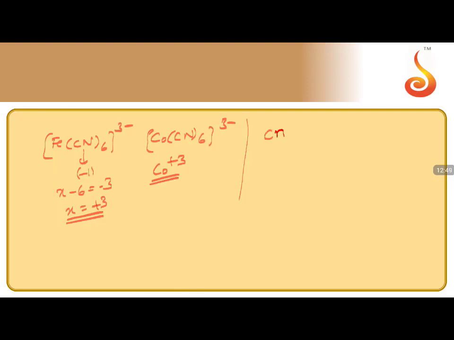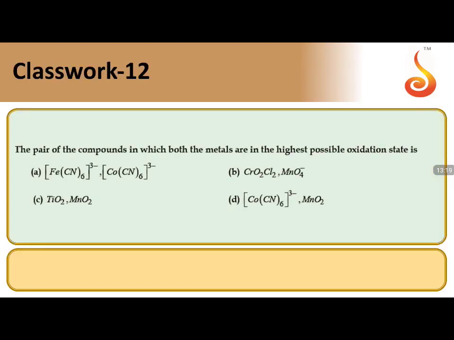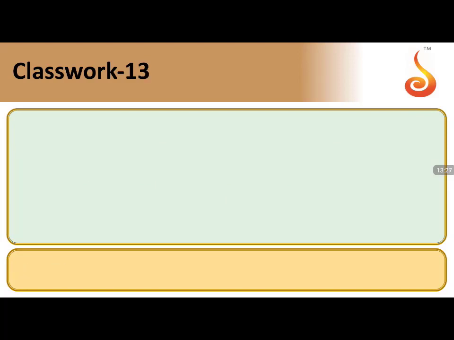But if you take CrO2Cl2, here chromium will be in +6 oxidation state. MnO4-, here manganese will be in +7 oxidation state. And MnO2, TiO2, this is in +4 oxidation state, this is also in +4. So the maximum oxidation state is observed in the case of chromium and manganese, chromyl chloride and MnO4- compound. So the highest is possible only in option B.